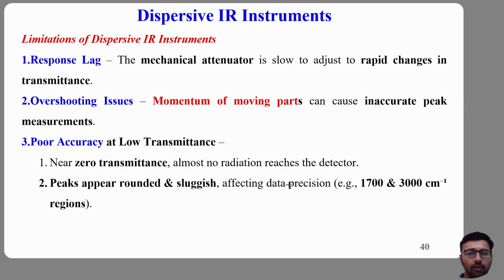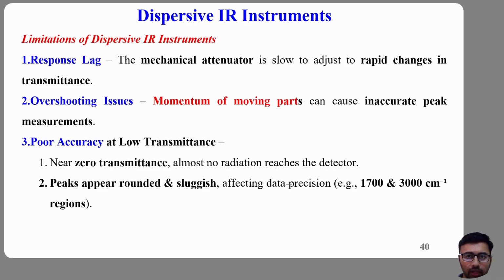Second limitation is overshooting. Now let us examine another problem, that is overshooting. Because the attenuator and the motor possess momentum, they may continue moving slightly beyond the correct balance time. The pen can overshoot the true absorption value. This produces artificially deep or distorted peaks. Sometimes the system may even oscillate around the correct value before stabilizing.